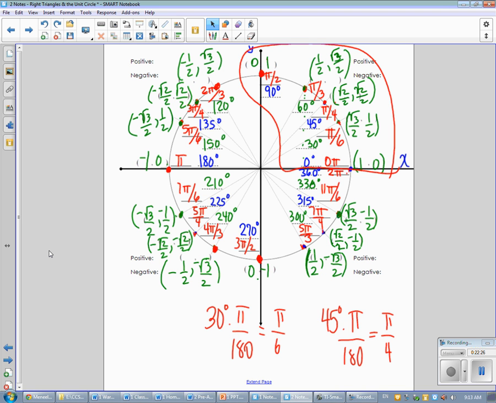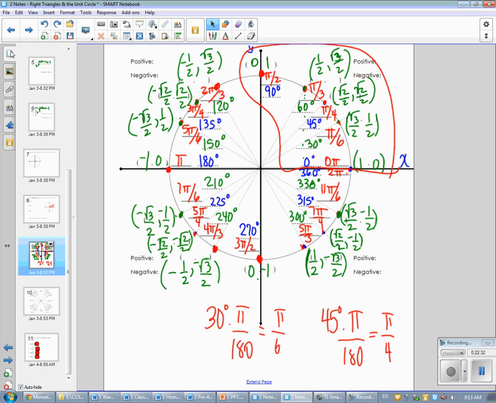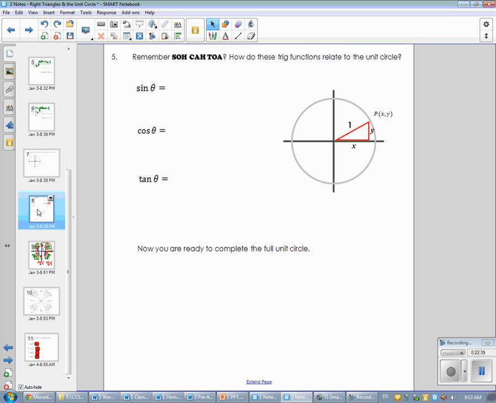But you're probably wondering why on earth we're doing this. So let's go back to our trig functions. We're just going to talk about sine, cosine, and tangent. And you probably remember Sohcahtoa from your studies in geometry. So let's think about what Sohcahtoa means.